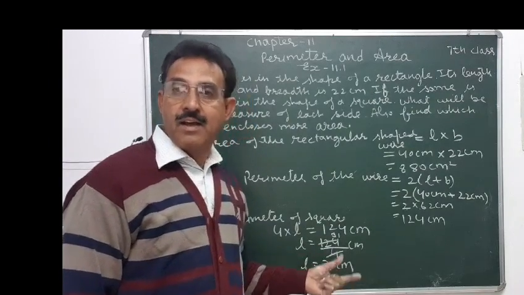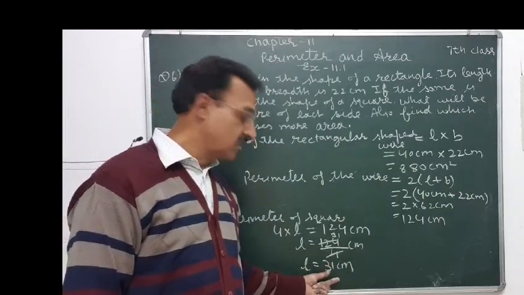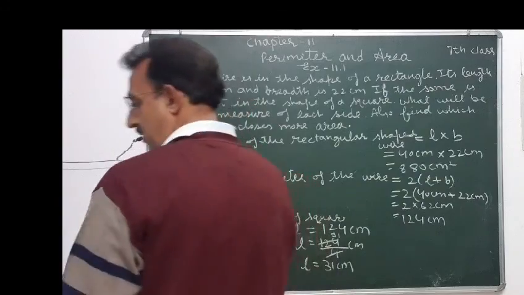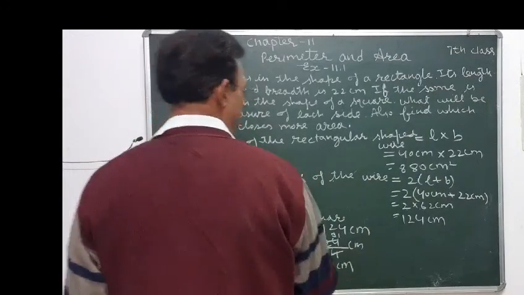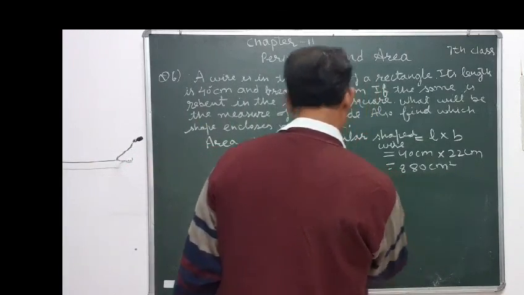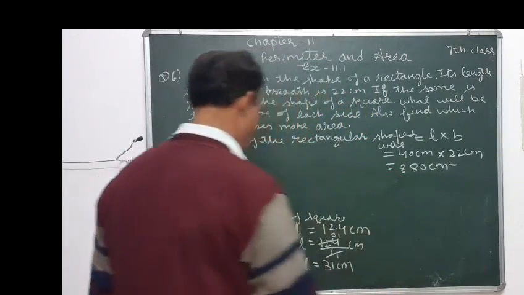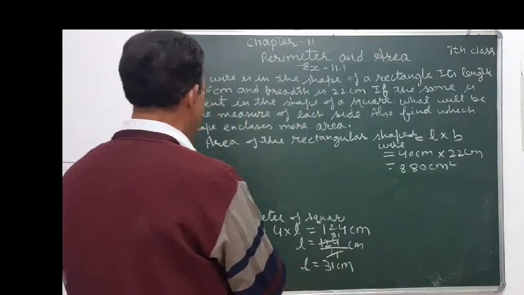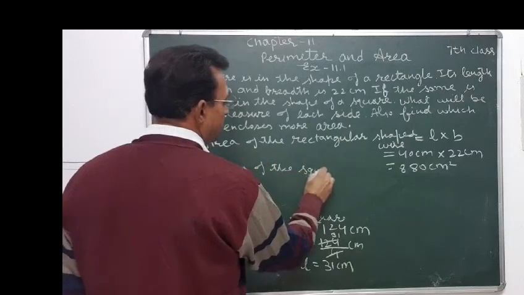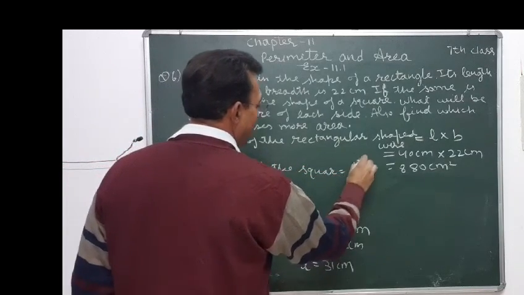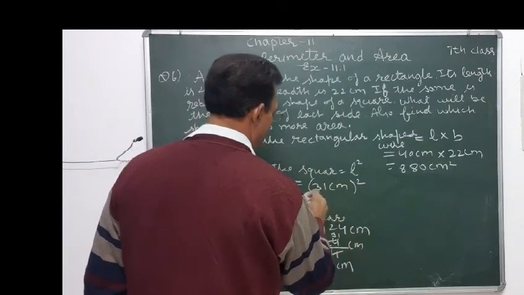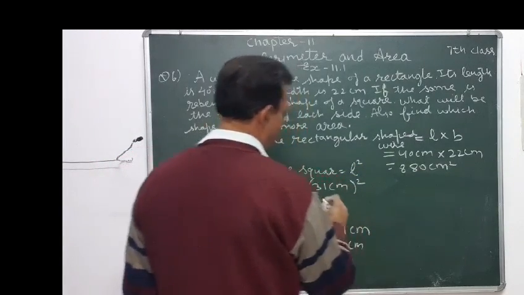Now we have got the side of the square, that is 31 centimeter. We can find out the area of it also. Now let me erase this portion. So area of the square is equal to L square. This means 31 centimeter square. So what is the square of 31?